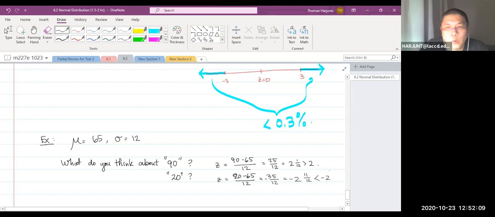In fact, this person's Z score is almost negative 3. So this person is almost far out. Judging from the mean and standard deviation of 12, the person who gets 20 must have gotten it because he or she didn't do what he or she is supposed to do.